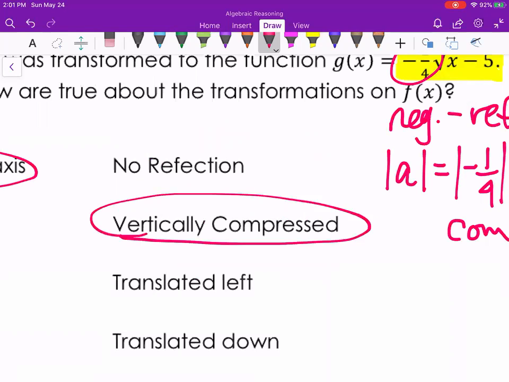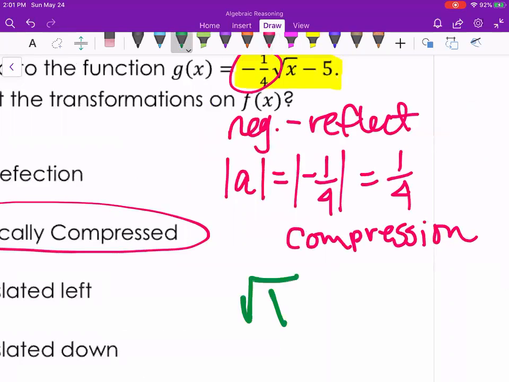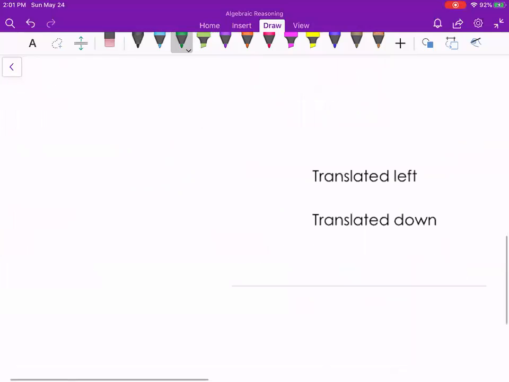All right, our last 2 pieces here. Inside that square root is just an x. There is no plus or minus, which means there's no left or right. So this is what I mean. Sometimes there might not be some kind of movement happening. So no right move, no left move.